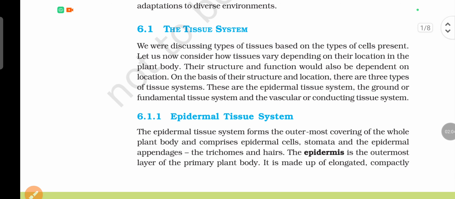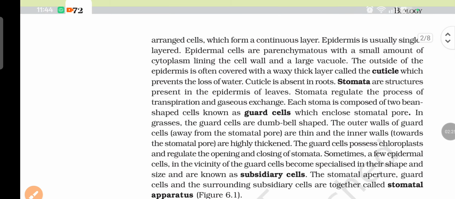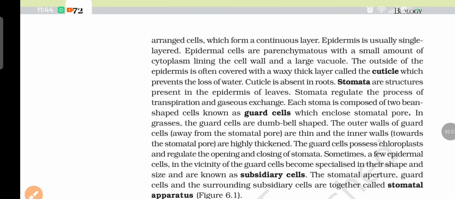Epidermal tissue system forms the outermost covering of the whole plant body and comprises epidermal cells, stomata, and the epidermal appendages, the trichomes and the hair. The epidermis is the outermost layer of the primary plant body. It is made up of elongated, compactly arranged cells which form a continuous layer.